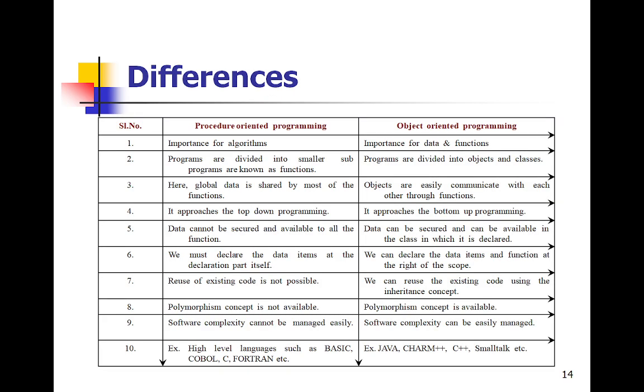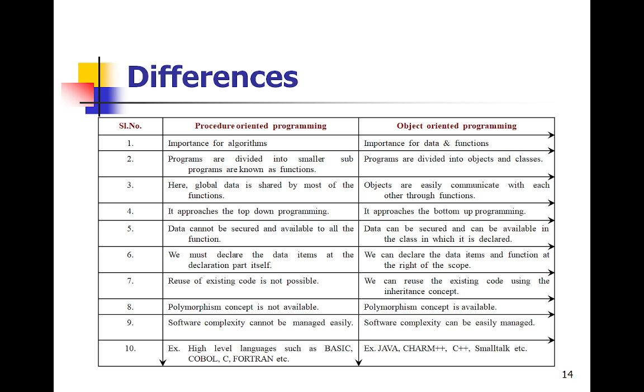And this is the major difference between procedure-oriented programming and object-oriented programming. I think you can recollect all those points we have discussed earlier and see the comparison between them. Procedure-oriented means algorithms we are using, and here the program is divided into a number of sub-programs or functions. Here it is objects and classes. In procedure-oriented programming we have used global data, but here objects can communicate through functions.